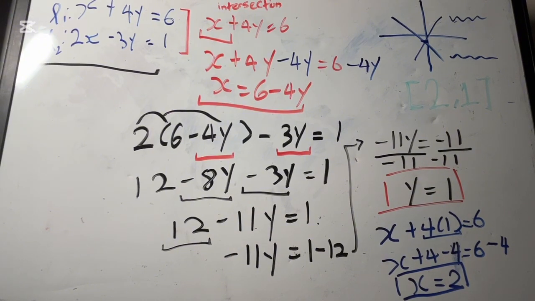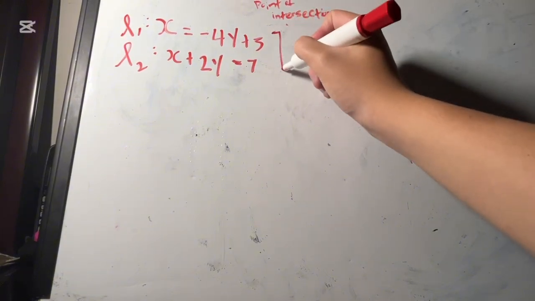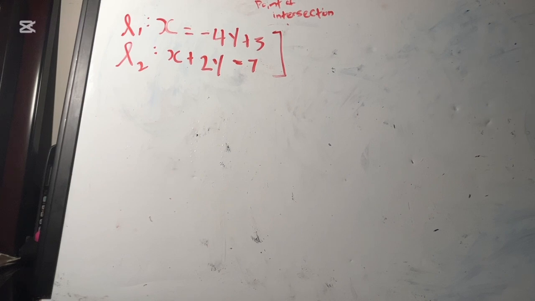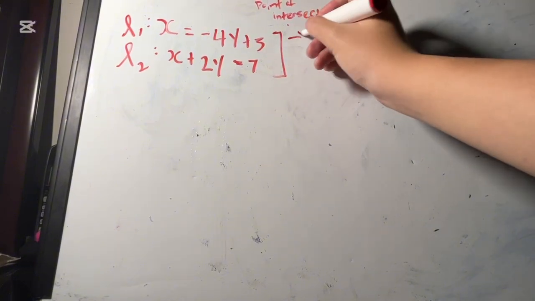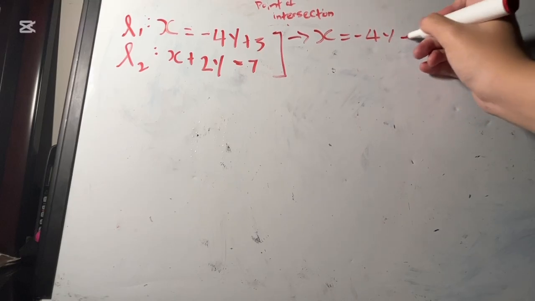Now, as another example, this is the second equation we've gotten as a linear equation problem, and we want to solve this using substitution. If you take a quick look at these two equations, you'll instantly see that x is already equivalent to one expression. So we'll just take that out here. x equals negative 4y plus 5.